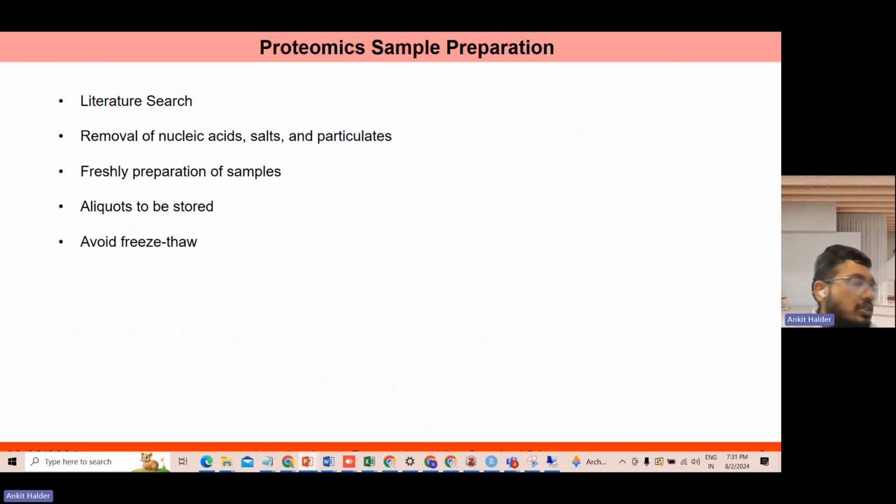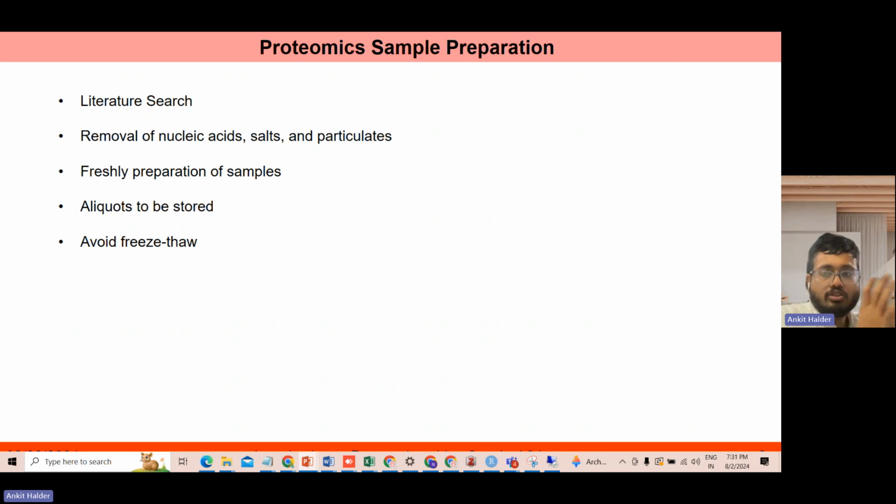and you need to go through it and perform it in a very judicious manner, and aliquots should always be stored. This is a very, very important thing, because if your particular sample gets bad or anything happens, then you won't be able to get that sample again. And avoid freeze-thaw, so that's why it is always recommended to have your fresh samples, freshly prepared cells and freshly collected organs, tissue, anything.